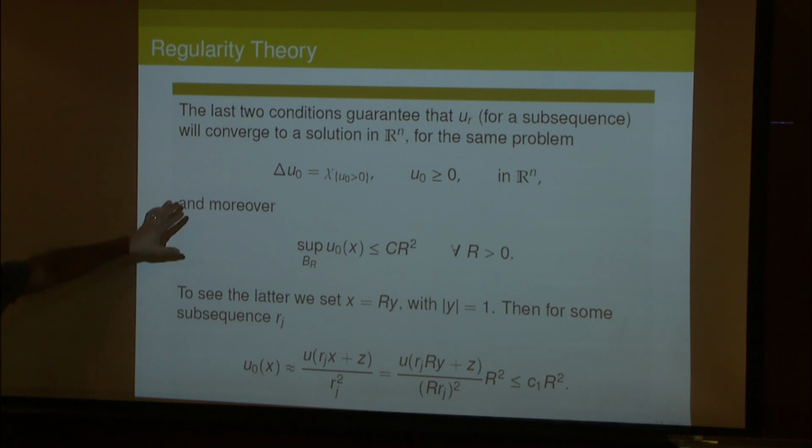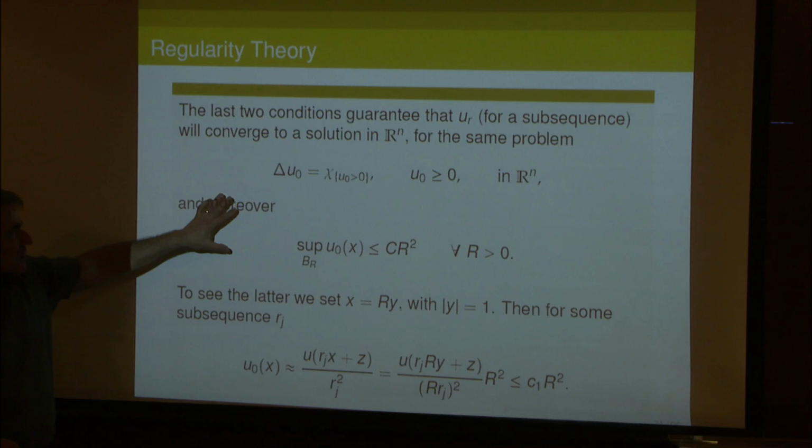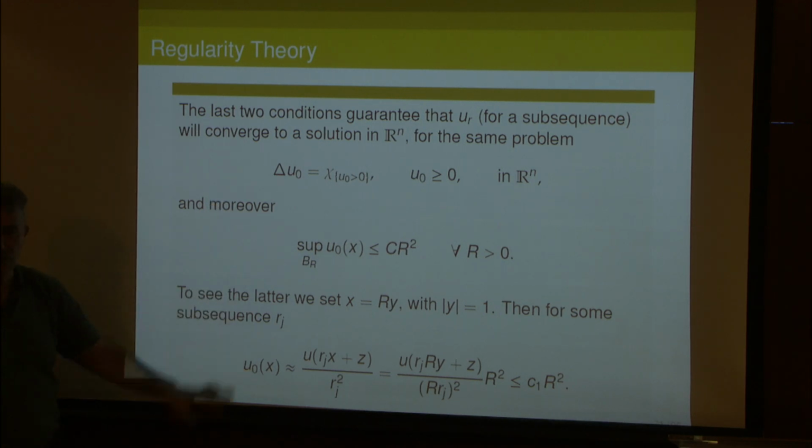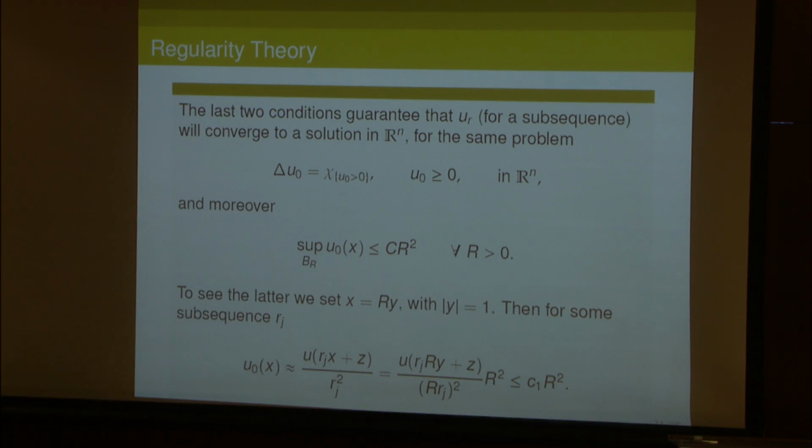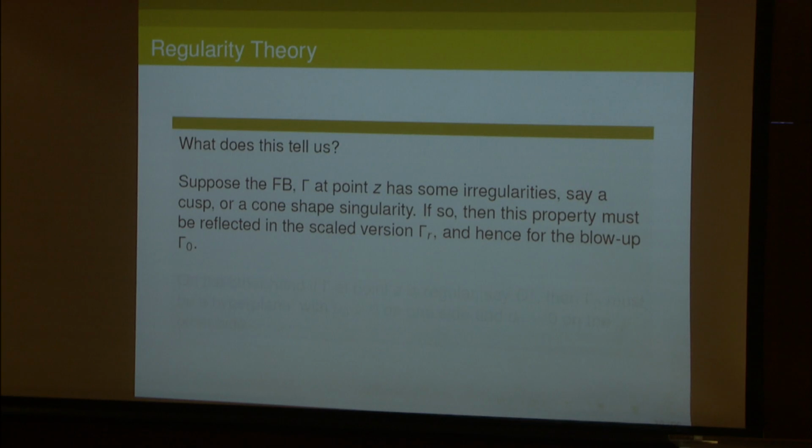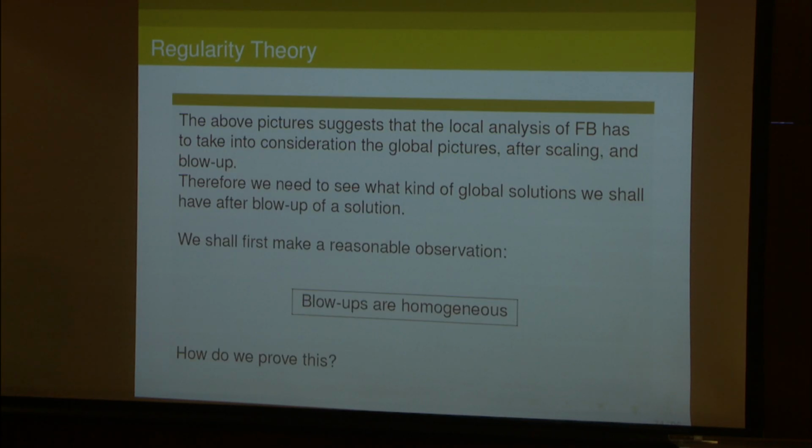Okay, so we need to classify global solutions, or uniqueness in this particular case. The blow-up solutions are homogeneous. I'm claiming that blow-up solutions are going to be homogeneous, and we will prove this. Once we prove that, then it's easier to prove how they look like. So I think we can take a break now, and we come back to this very soon.